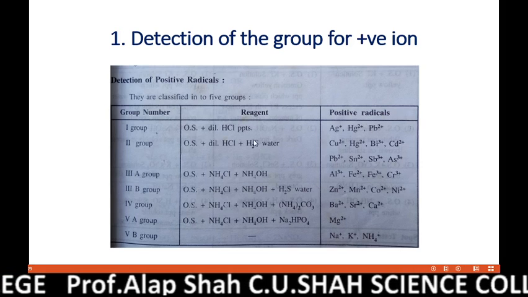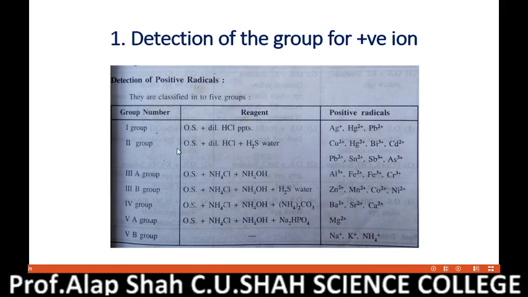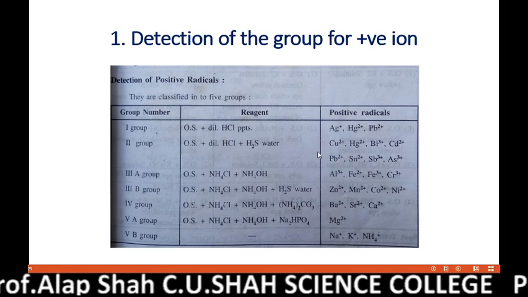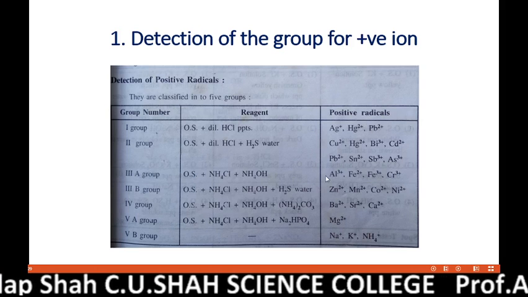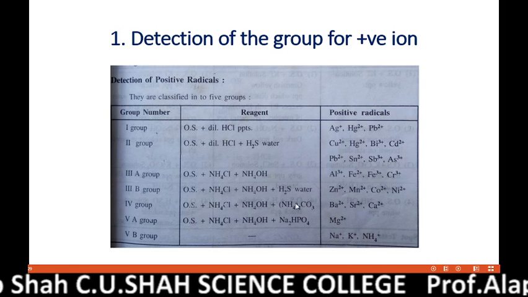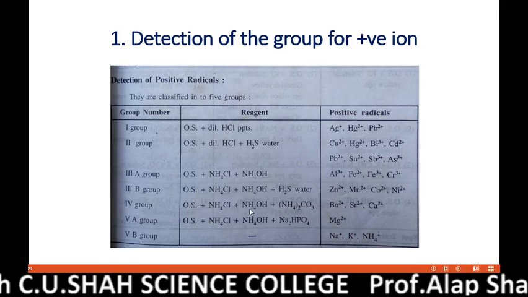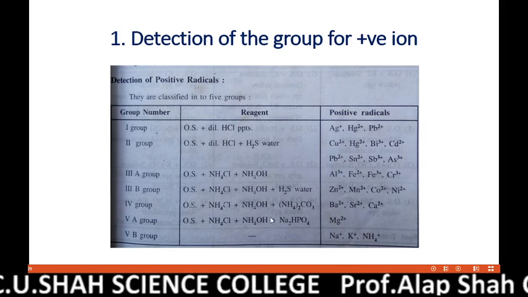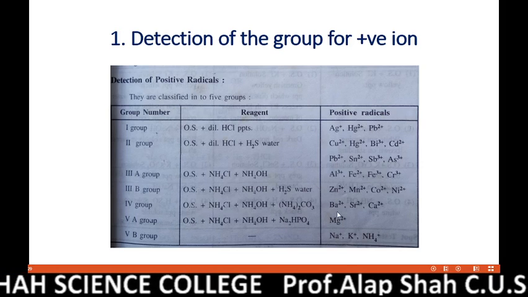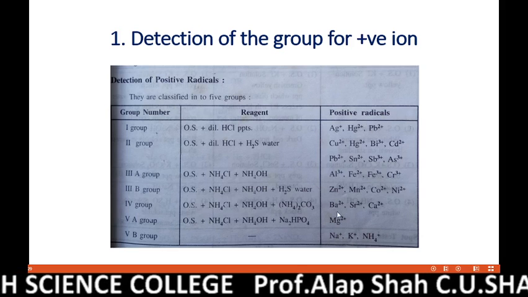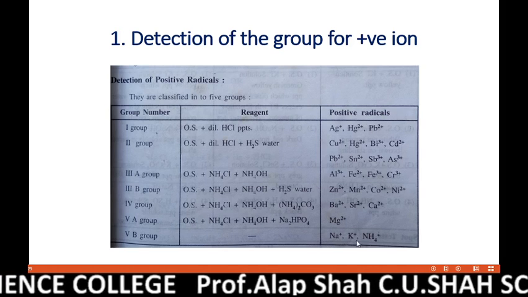If the first group is absent, then you will go here and you will get the precipitates. Then the second group is present. These are the ions. These reagents are for the third A group. Aluminum, ferrous, ferric, and chromium are present. If it is absent, go for the fourth group. If it is absent, go for the fifth A group. The only member in the fifth A group is magnesium. And if all these groups are absent, then the 5B group is present: sodium, potassium, ammonium.